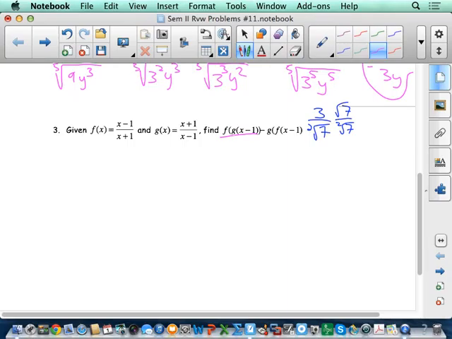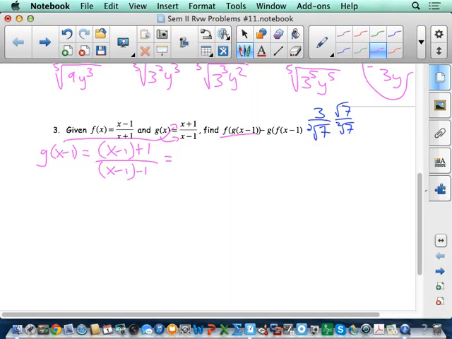Substitute x minus 1 in for x in the equation g of x. Perfect. So start on the inside and work your way out. We want to find out what g of x minus 1 is. So let's do what Matt said. Substitute x minus 1 in here. So we're going to have x minus 1 plus 1 over x minus 1 minus 1. This is g of x minus 1. We're just putting x minus 1 in for x.